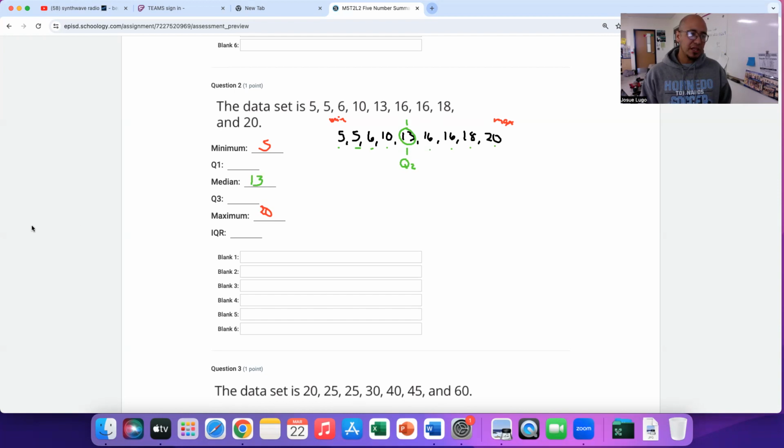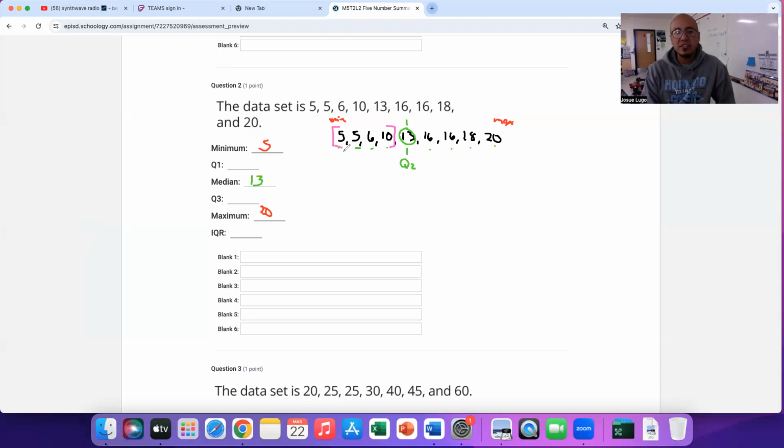So that means that when I look at the lower half of the data, I'm not going to include that 13. It's not part of the lower half. In the previous problem, since we had 2 numbers in the middle, the lower number was part of the lower half, but in this case, 13 is right in the middle. It is not part of the lower half.